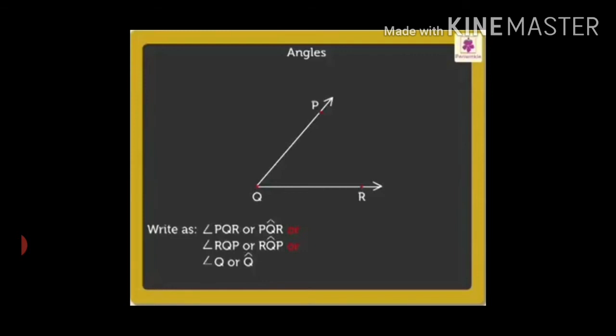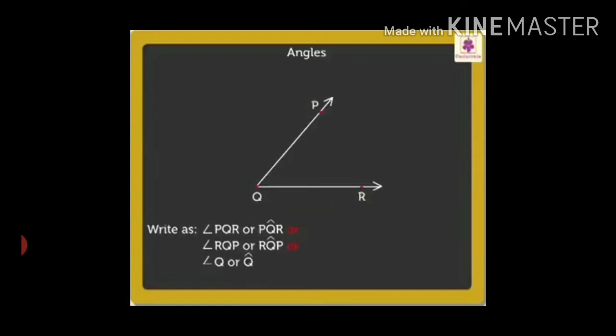When naming an angle, the vertex is always the middle letter of the 3 letters, or only the vertex is used. The other 2 letters in the name of an angle may be interchanged. We read it as angle PQR or angle RQP or angle Q.